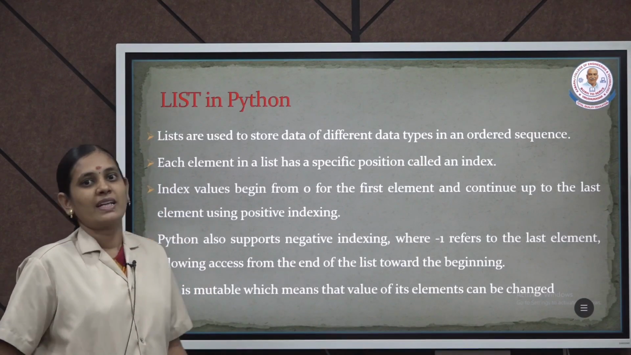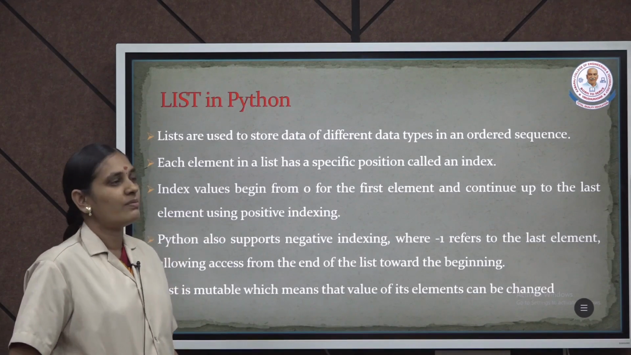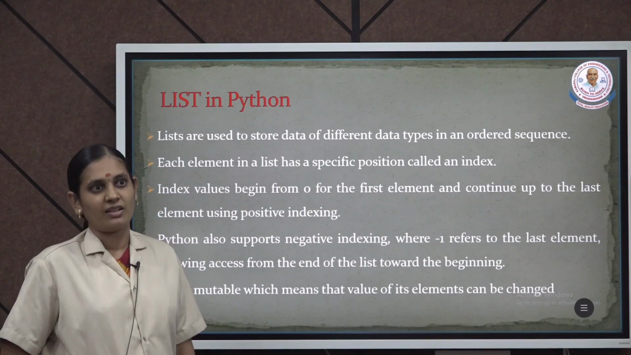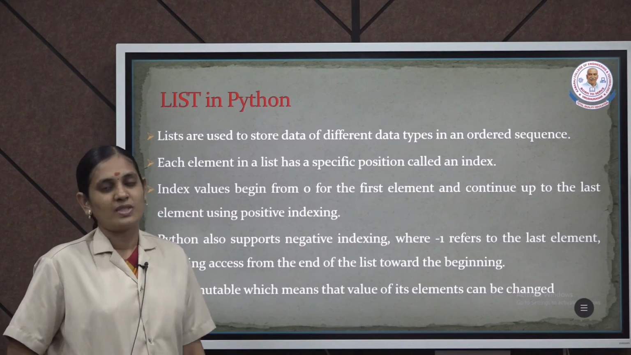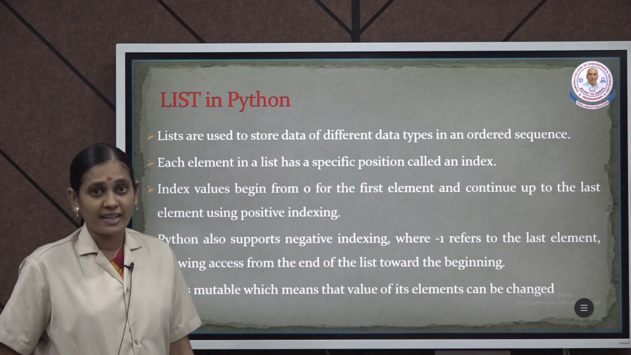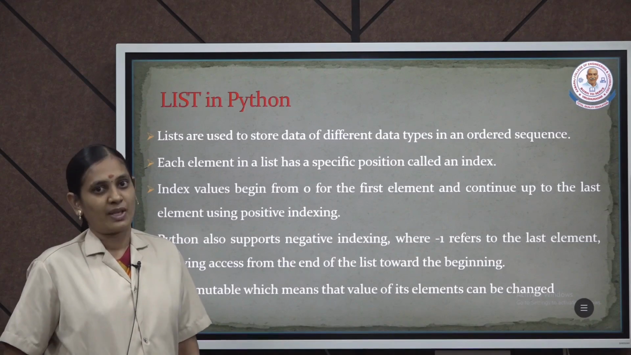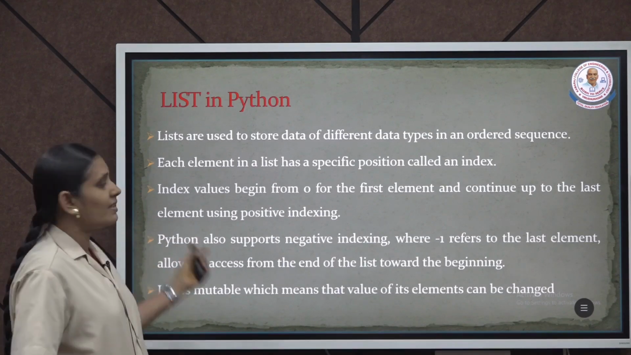So, list in Python. A list is a built-in data structure in Python. We have a variety of data structures in Python like list, tuples, dictionary and sets. But list is used to store different data types in Python, and it can also store duplicate elements. So we will see the definition.